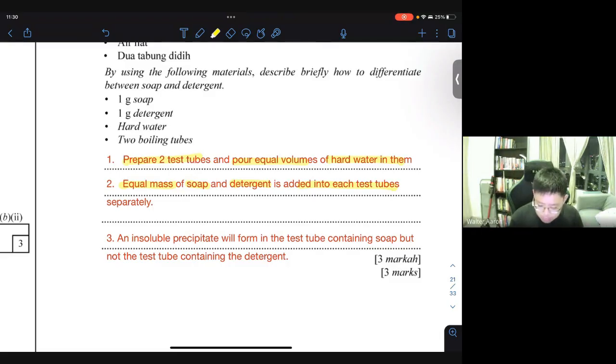The one that contains insoluble precipitate is technically the scum. So the test tube that has the scum or the insoluble precipitate will tell you that it is the soap, not the detergent. Detergent has no scum, because detergent cannot form scum in hot water, but soap can. So the solution that shows you this insoluble precipitate, which is the scum, is technically the soap, and the other one that does not form a scum is actually the detergent. So if you explain it correctly, you should get 3 marks in total.